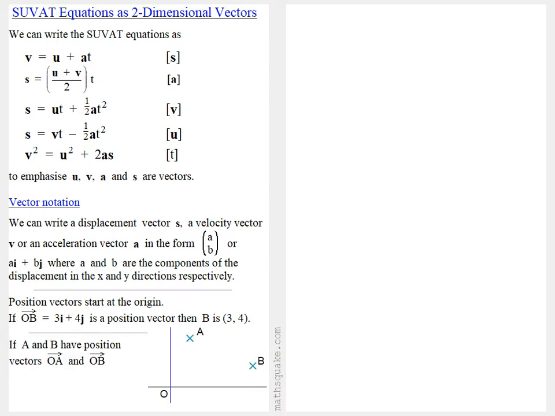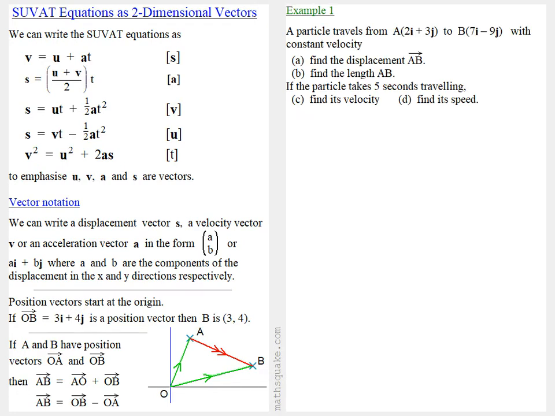If A and B have position vectors OA and OB, then the vector AB is the same as the vectors AO plus OB, so the vector AB is equal to OB minus OA.